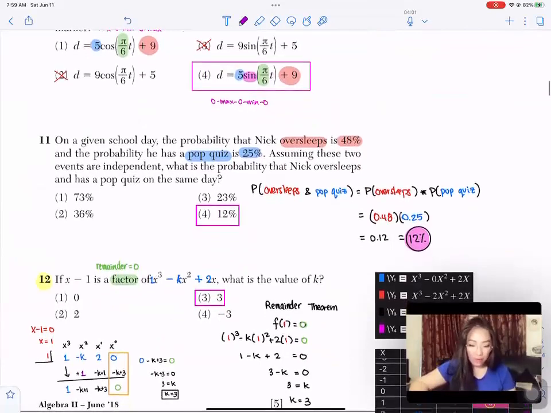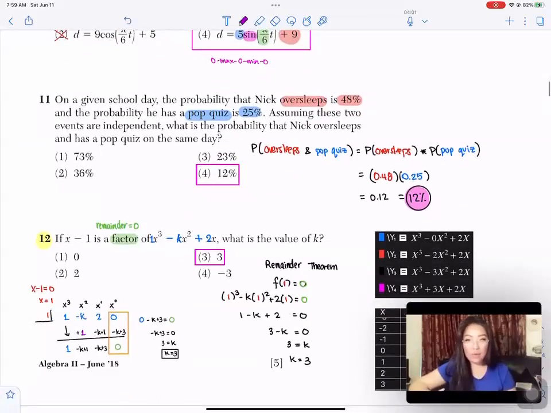On number 11, on a given school day, the probability that Nick oversleeps is 48%. And he probably has a pop quiz. Okay. Usually when they ask probability questions, it's either multiplying, like independent events, or conditional. Those are the 2 hot topics.